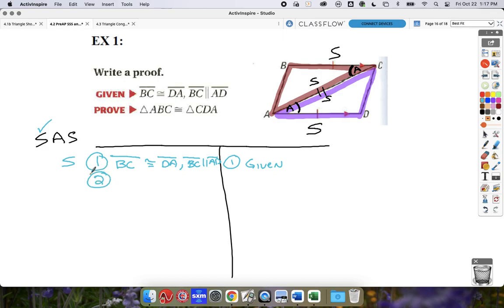Side AC is congruent to side CA. Side AC, CA doesn't matter. Reflexive property of congruence. Most people will see that one first. Hold on, let me write it.